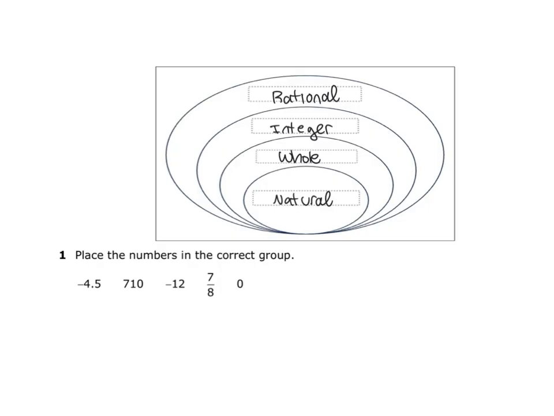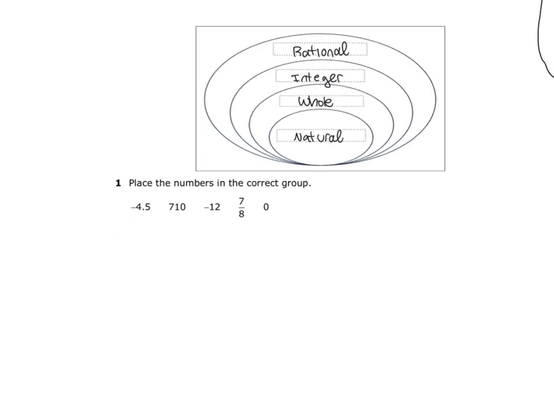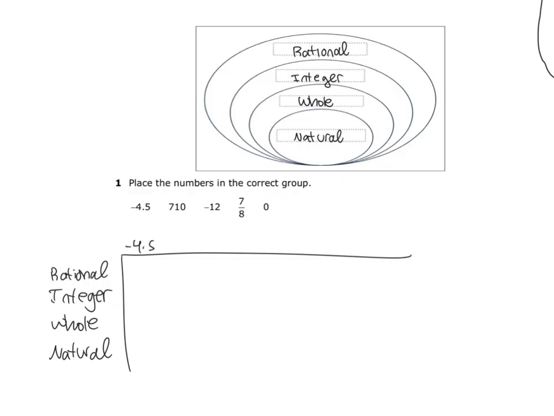All right, I have a strategy that I like to use when classifying numbers. I like to organize them using a table. And here's how I do it. I write down the sets that I'm being asked to compare. So in this case, rational, integer, whole, and natural. And then I write down my numbers across the top of my table like this: negative 4.5, 710, negative 12, 7/8, and 0.